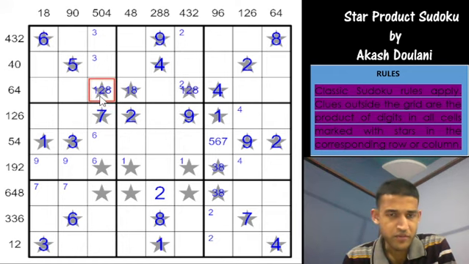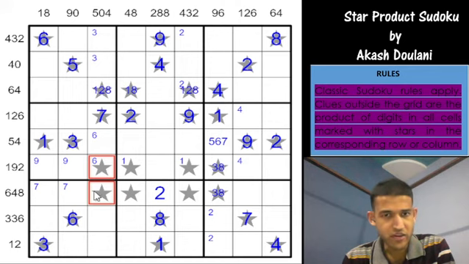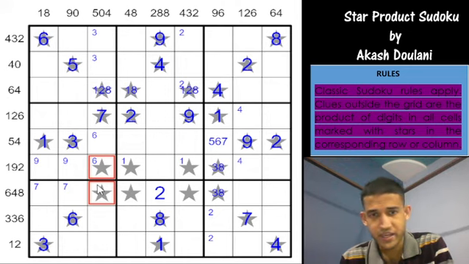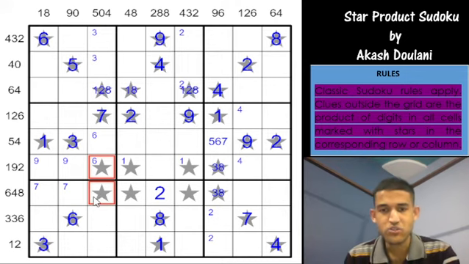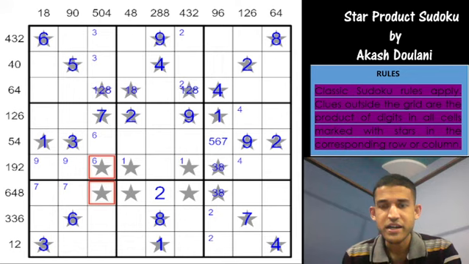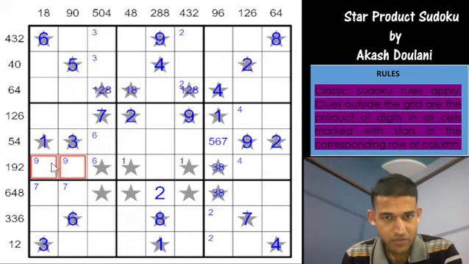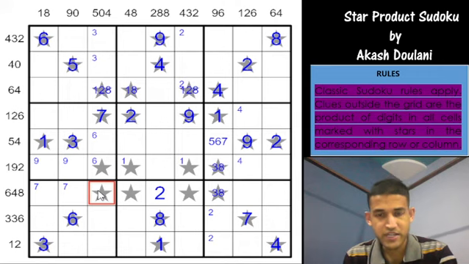So if this is 1, 72 can only be 8 and 9. So 9 goes there, no doubt. If it is 2, then I need to have 36 from these cells, which can only be 4 and 9. Again 9 goes here. If it is 8, then I need to have 8 multiplied by 9. Again 9 will be in this cell. So in all the cases you can see that a 9 is going into those cells. And 9 cannot be here because we have a corner pencil mark here. So that is a 9.